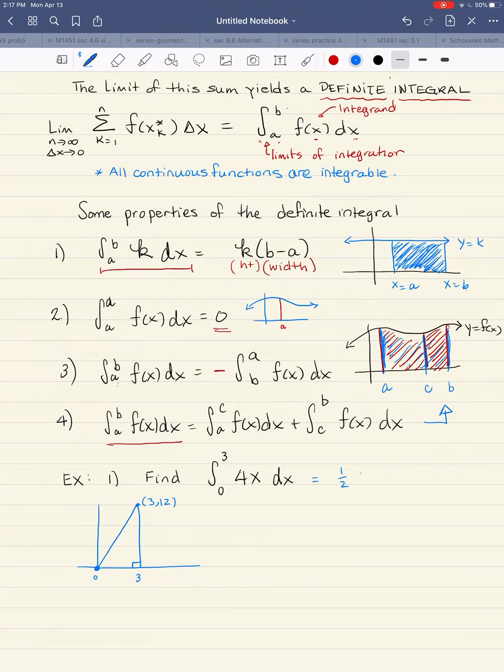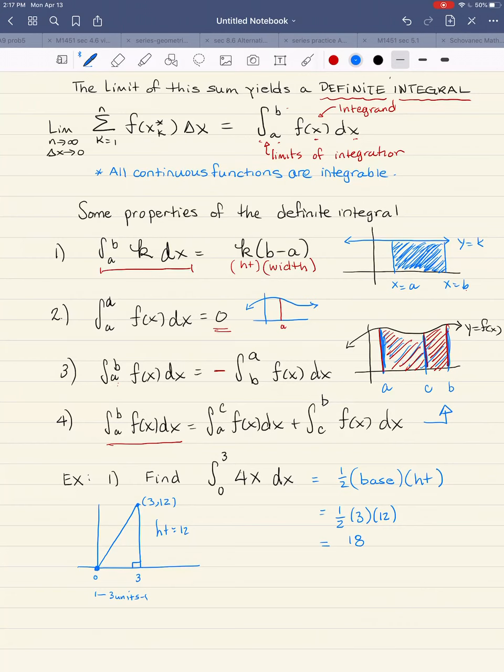The area of a right triangle is 1/2 base times the height. Well, the base width is 3 units. The height is 12. So this area should be 1/2 times 3 times 12. 3 times 12 is 36. 1/2 of 36 is 18.